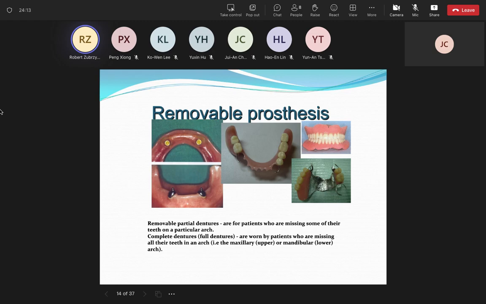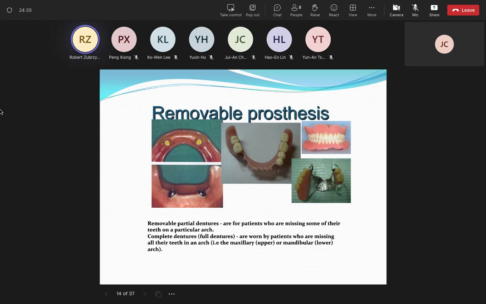removable partial dentures are made for patients who are missing some of their teeth on a particular arch, and complete dentures, in other words, full dentures, are worn by patients who are missing all their teeth in the arch. For instance, the maxillary upper or mandibular lower arch.